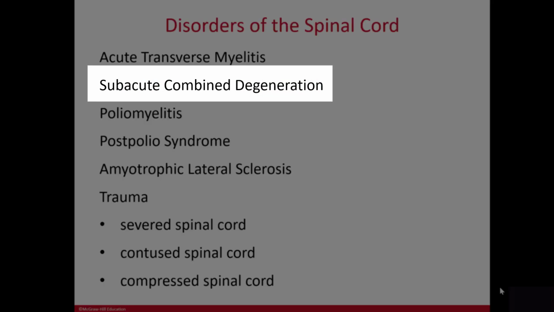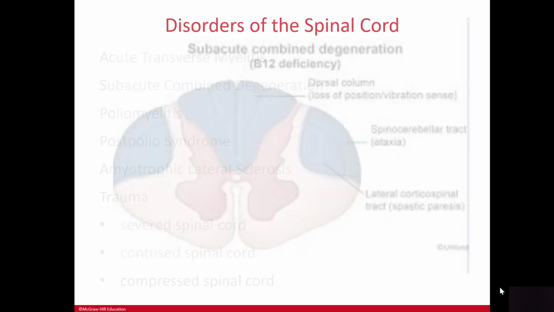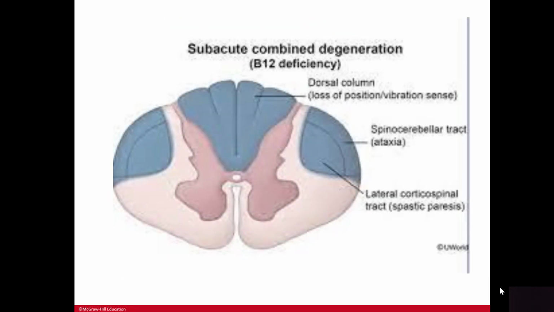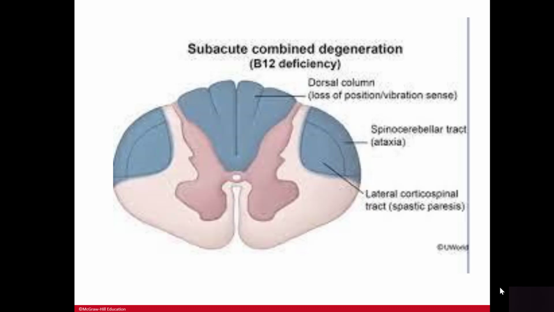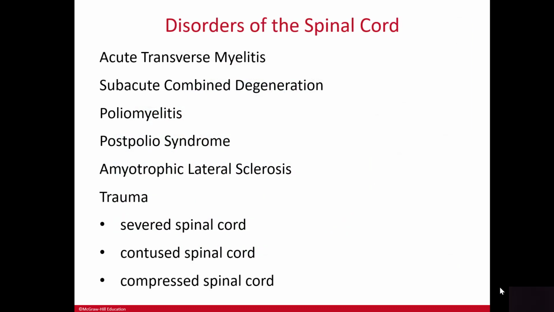Subacute combined degeneration is caused by a vitamin B12 deficiency. Symptoms of subacute combined degeneration include weakness, clumsiness, tingling, and loss of sensation of the position of the limbs. Remember, this sensation of knowing where your limbs are in space is called proprioception. The treatment of subacute combined degeneration is injections of vitamin B12.